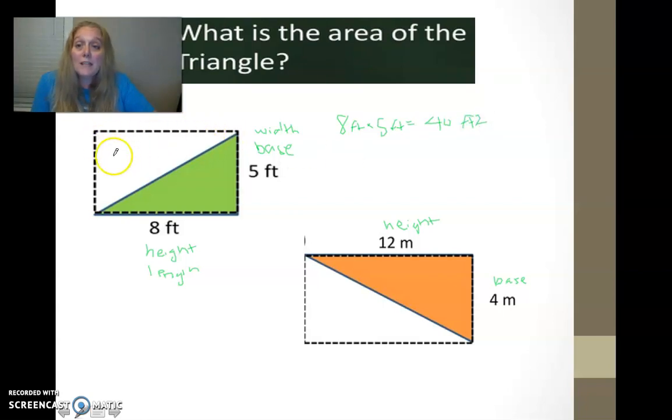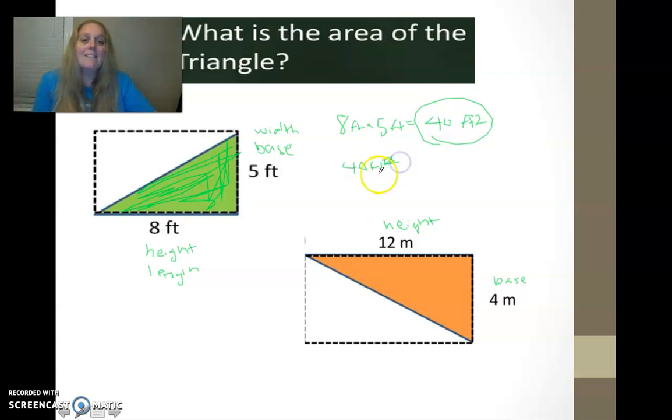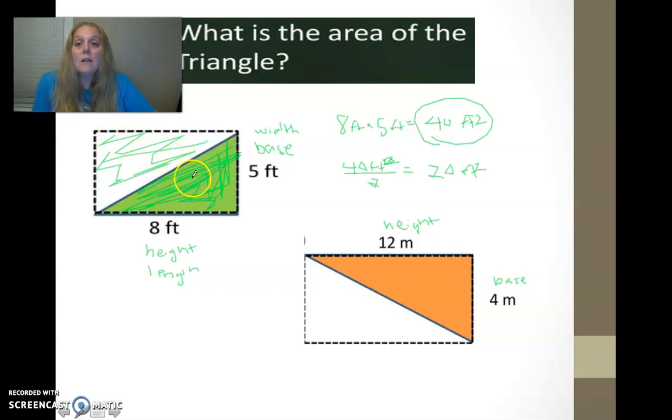But remember, 40 feet squared is going to be the area of the entire rectangle. So that's the area of the rectangle. We want to just know the area of the right triangle though, which is going to be half. So half of 40 feet squared, 40 feet squared divided by 2 is going to be 20 feet squared. So this right triangle is 20 feet squared, and this right triangle is 20 feet squared, for a total of 40 square feet for the rectangle.